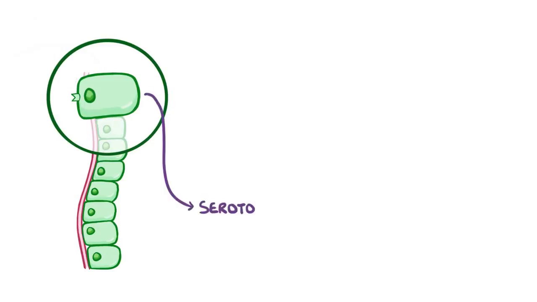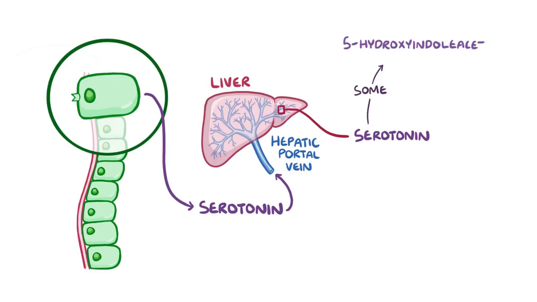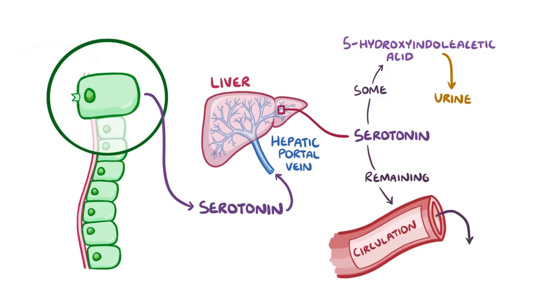Now, when serotonin does get released from neuroendocrine cells, it enters the liver through the portal vein. Once in the liver, some of the serotonin is metabolized into 5-hydroxyindoleacetic acid, and that's then eliminated from the body through the urine. But the remaining serotonin is not metabolized, and this portion remains in the systemic circulation, where it has various effects.